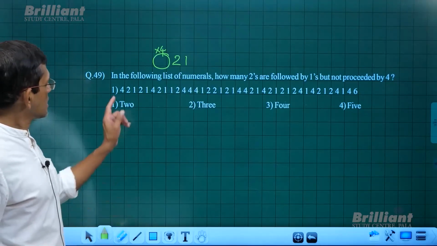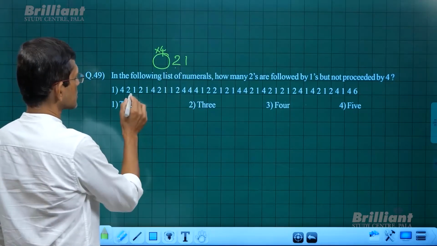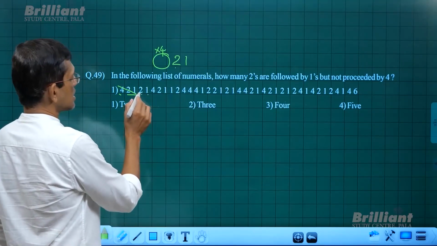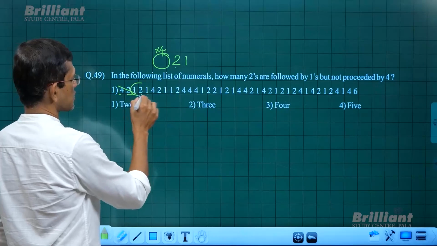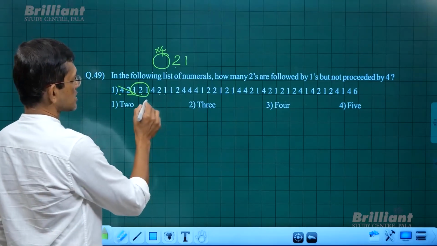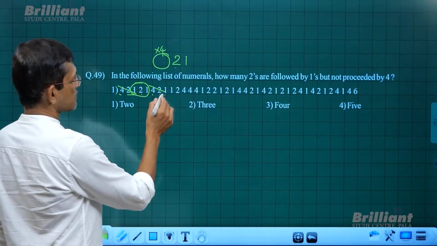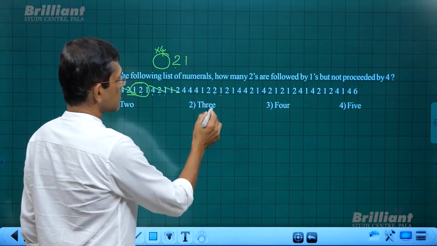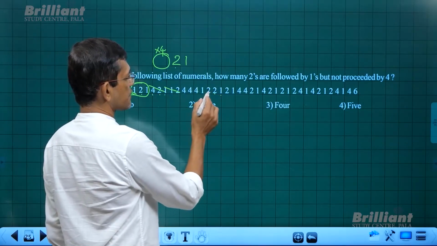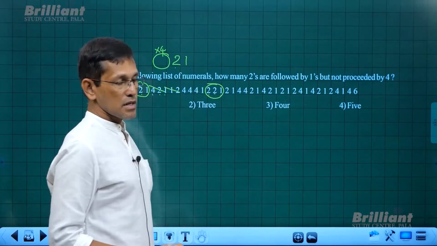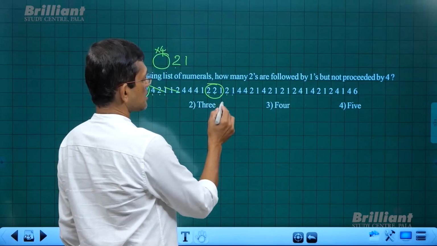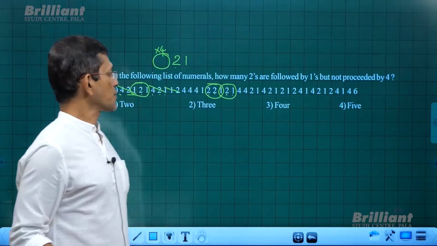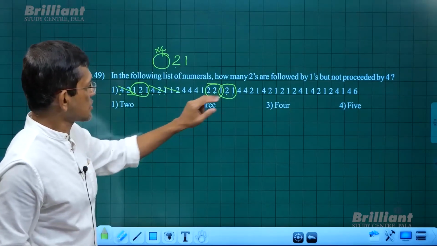So we have to take the 2 and 1 combinations. Here we have a 2-1 combination, but before that we have a 4, so that doesn't work. Here we have a 2-1 combination, and before that 2 we have a 1. Okay, that's possible, so we have one. Then we have a 2-1 combination, before that's a 4, it doesn't work. Then we have a 1-2 combination, that doesn't work. Here we have a 2-1, and before that 2 we have another 2, so that's possible. And here we have a 2-1, and before that 2 we have a 1, so that's possible as well. So we have 3 such sets.